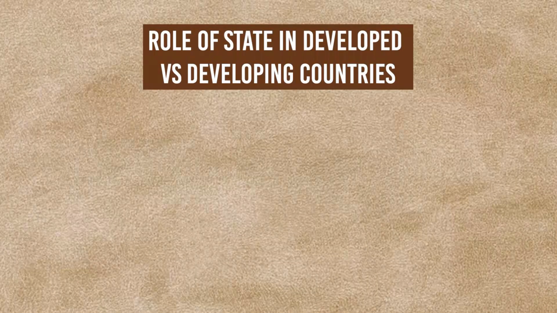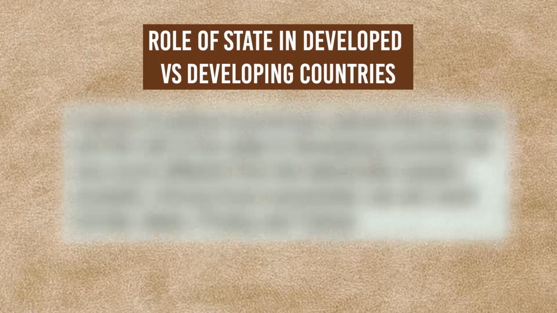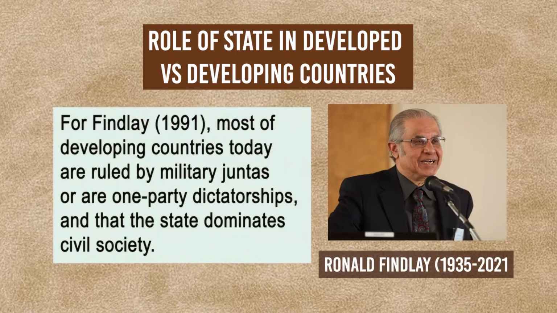Now, a group of political economists claim that the state and the role of the state in developing countries are very much different from the democratic Western societies. Amongst these economists, we can count Grindal, Mayer, Finlay, and Tulloch. Now, for Finlay, most of the developing countries today are ruled by military juntas or are one-party dictatorships, and the state dominates the civil society.